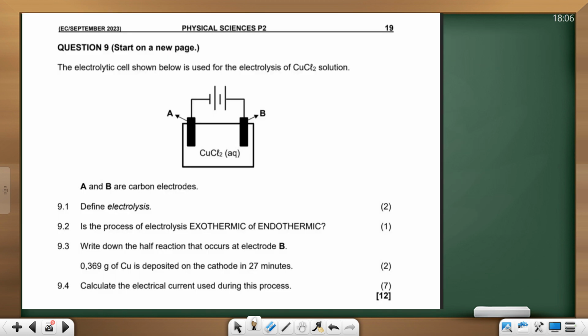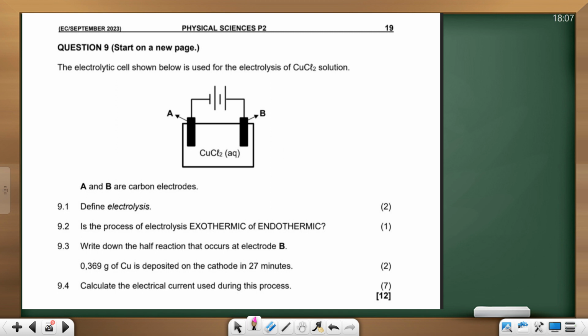The electrolytic cell below is used for the electrolysis of copper chloride. A and B are carbon electrodes. Since I see carbon, I know that CuCl2 must decrease. Electrolysis: is this endothermic or exothermic? It is endothermic because it is non-spontaneous.